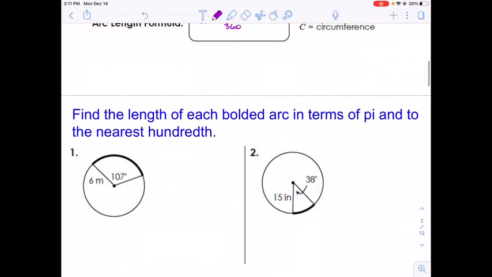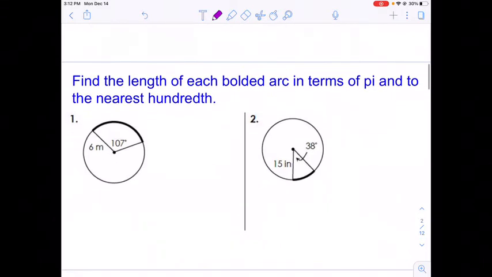We're going to work the odd ones, and then you can go back and work the even ones if you'd like, and check your answers. They'll be posted in the completed notes. So find the length of each bolded arc in terms of pi and to the nearest hundredth. So just in case they ask for either one, you know how to do it.